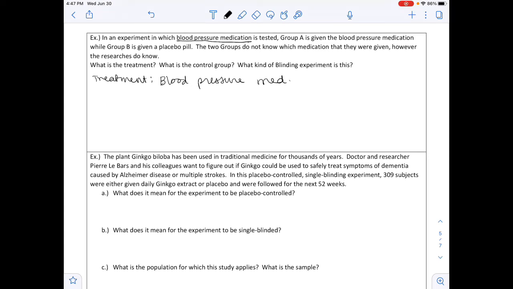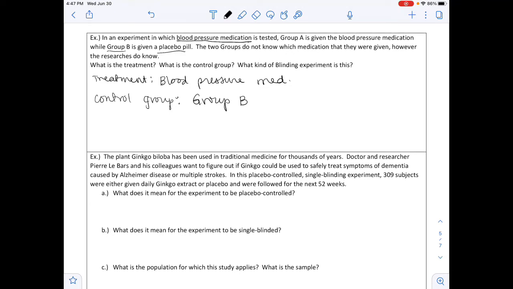And the treatment is going to be the blood pressure medication. And the next question says, what is the control group? And the control group would be the group that is receiving the placebo. And since the two groups that we have is group A and group B is given the placebo pill, this would be our group B. And again, the reason why is because they are receiving a placebo pill, which is not any of the medication. It's just a sugar pill, looks, tastes, and seems like the same thing as the one that group A is getting, which is actually the blood pressure medication.